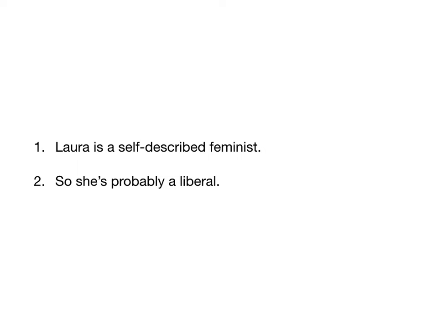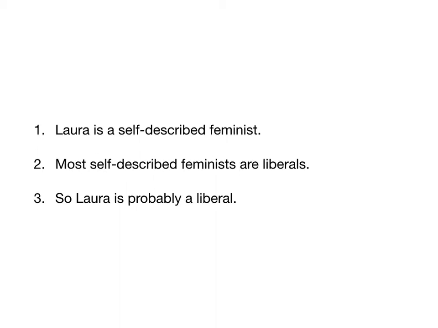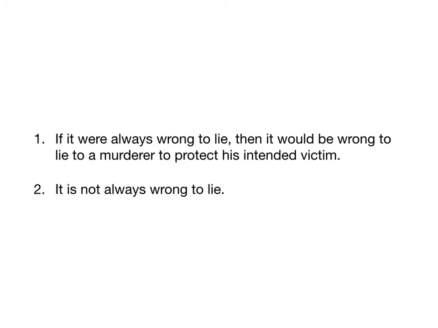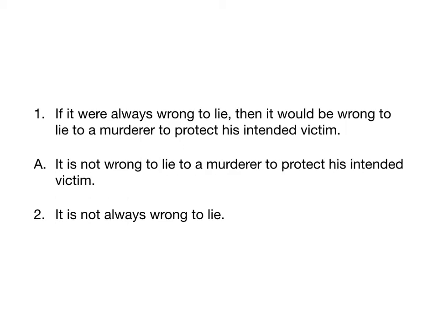One, being a self-described feminist, provides no support to probably being a liberal. It needs a dependent premise, number 2, for it to provide that support. Statement 1, if it were always wrong to lie, then it would be wrong to lie to a murderer to protect his intended victim, on its own does not provide any support to it is not always wrong to lie. You need this number 2 statement with it. It is not wrong to lie to a murderer to protect his intended victim, right?